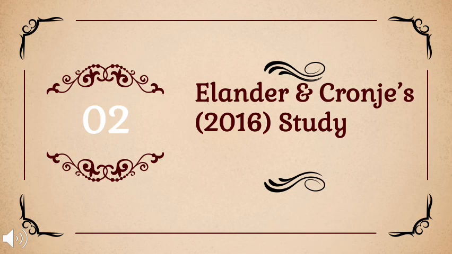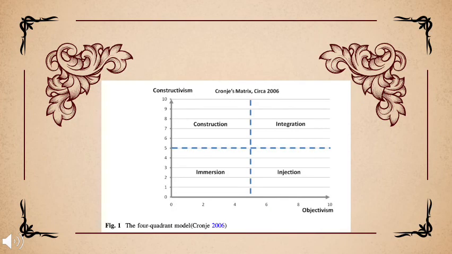Next up is the discussion on Ellender and Cronje's 2016 study. Here's an illustration of Cronje's four quadrants. Now, the first quadrant I'll discuss is the injection quadrant, which is high in direct instruction and low in constructivist elements. This paints the picture of the medical metaphor used by Cronje of getting your knowledge and skills through taking a pill or having it injected. So in this quadrant, one would see the use of drills and practice and tutorials and lectures.